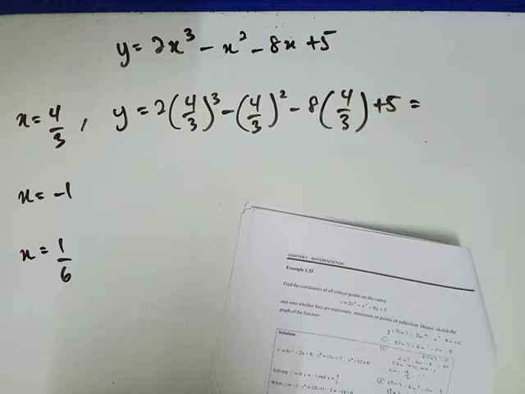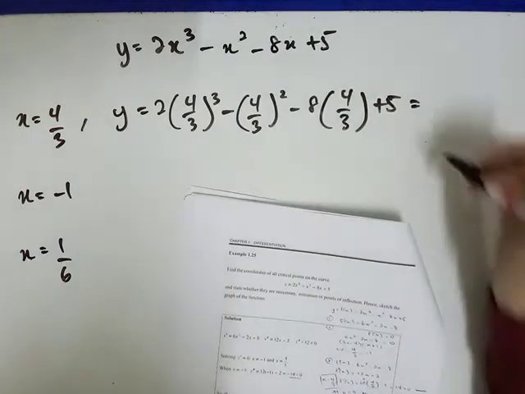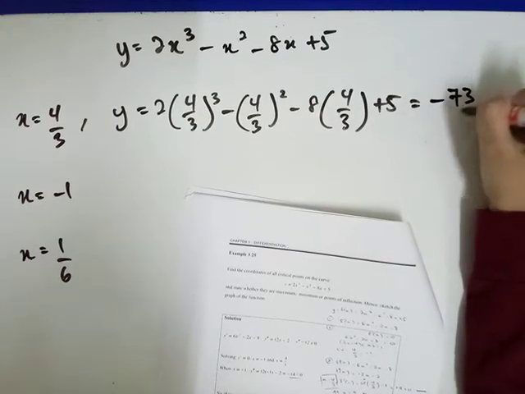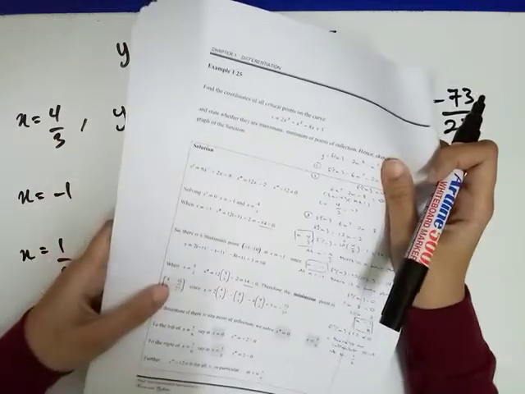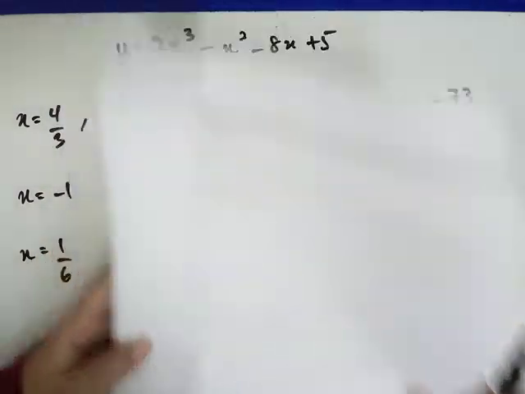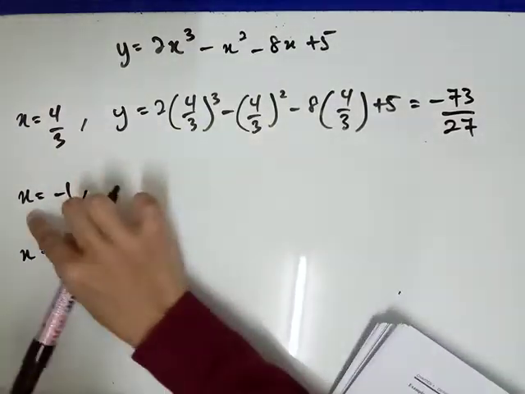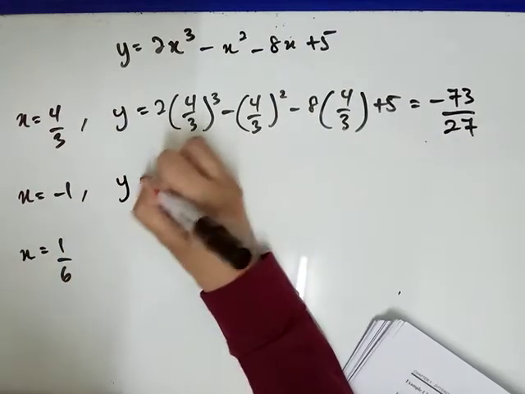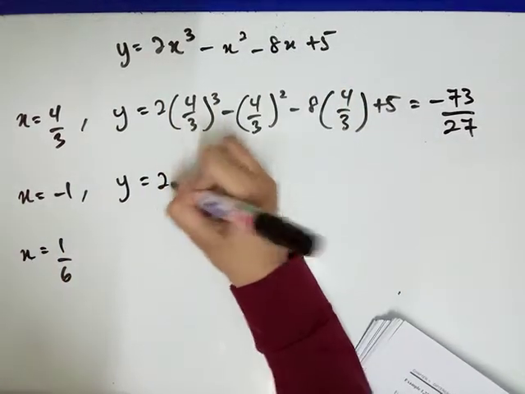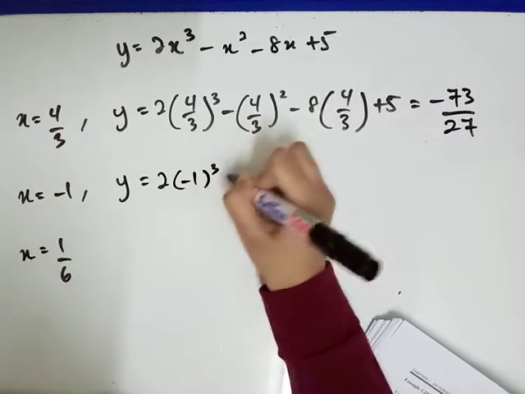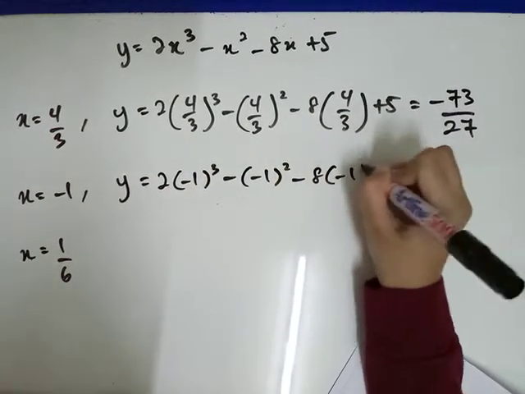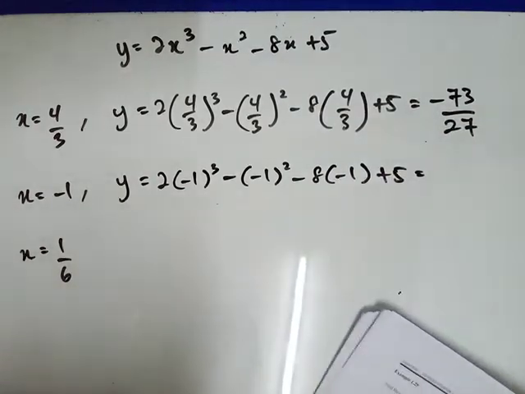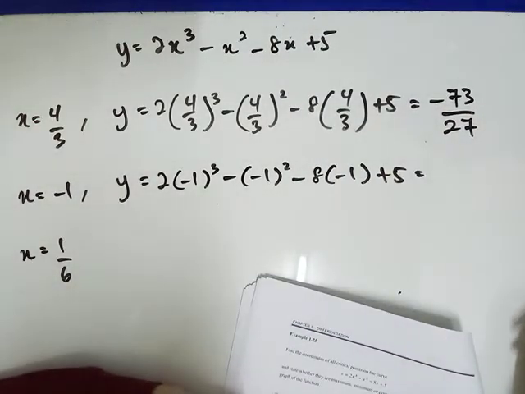You will get 4 over 3, negative 73 over 27. Kalau tengok pada notes awak tu, ini saya refer pada notes. And then for point x negative 1, substitute into this function: 2 times negative 1 cubed minus negative 1 squared minus 8 times negative 1 plus 5. Then you will get 10.